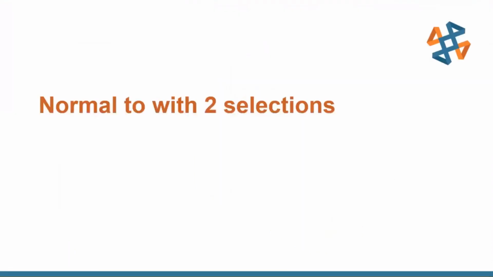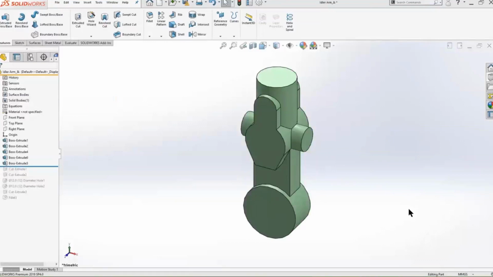Normal to with two selections. Now, I can't really take credit for this because I didn't write the software, but I think Will may have taken this one from me because I like to talk about this one a lot as well. So you select a face in SOLIDWORKS, you hit normal to, and you can kind of roll the dice as far as the orientation of that normal to model position. But you can actually control it with two selections.